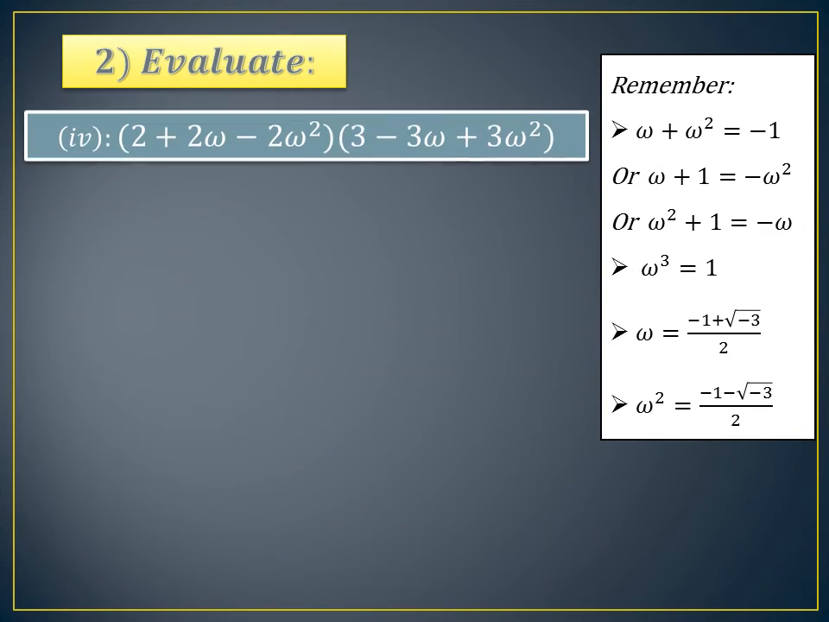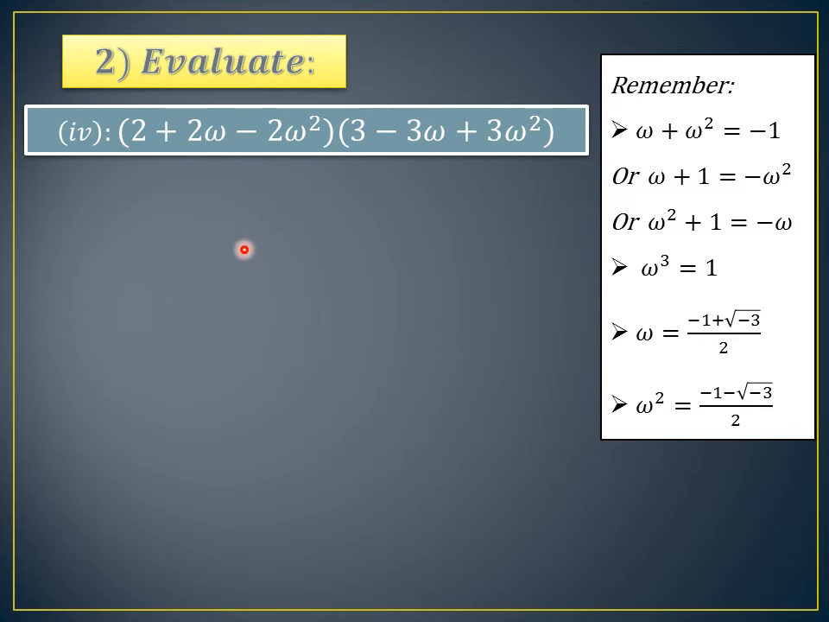Coming to the fourth part. In the fourth part we are having two brackets, and inside both the brackets we are having three terms. Talking about the first bracket, 2 plus 2 omega minus 2 omega cube.